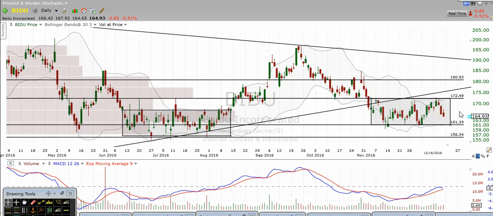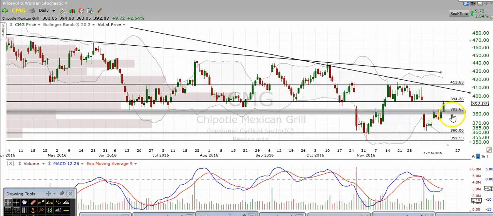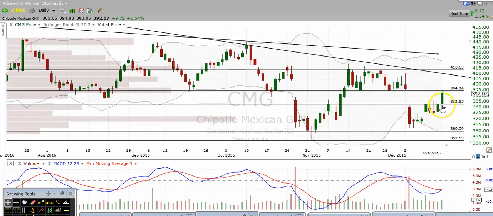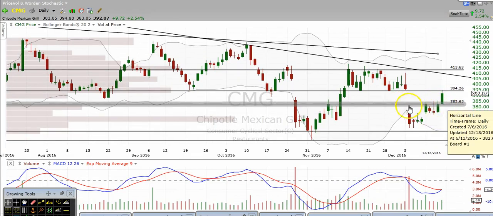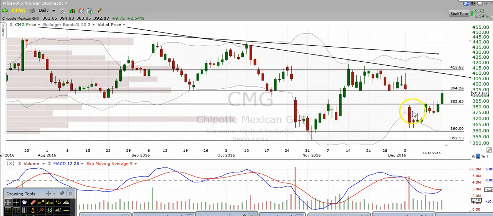So definitely some levels here that you need to be aware of. The next one we're going to take a look at is Chipotle. Chipotle, we broke over this 382 approximately resistance. You can see it was resistance here, here, here, here. Finally broke over that. So now we have this as a support level, 382. But just above us, we have a key resistance area at about 395.